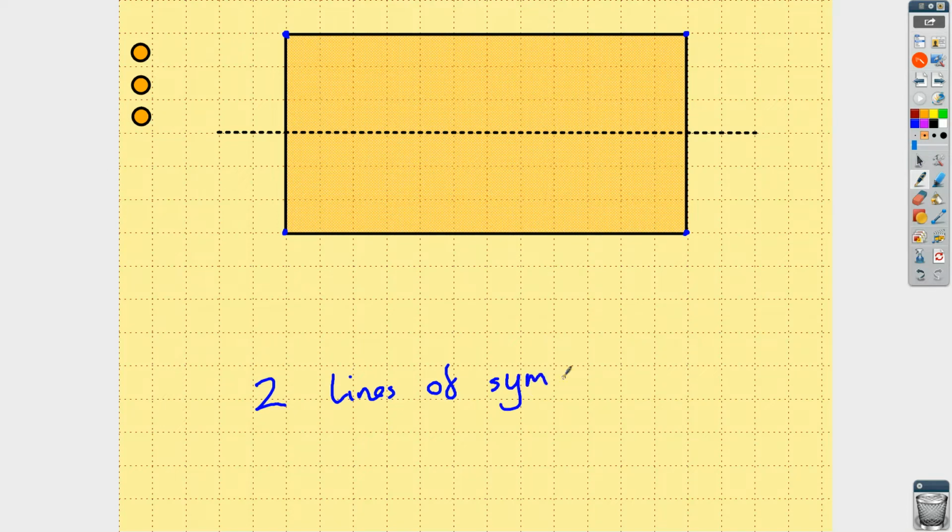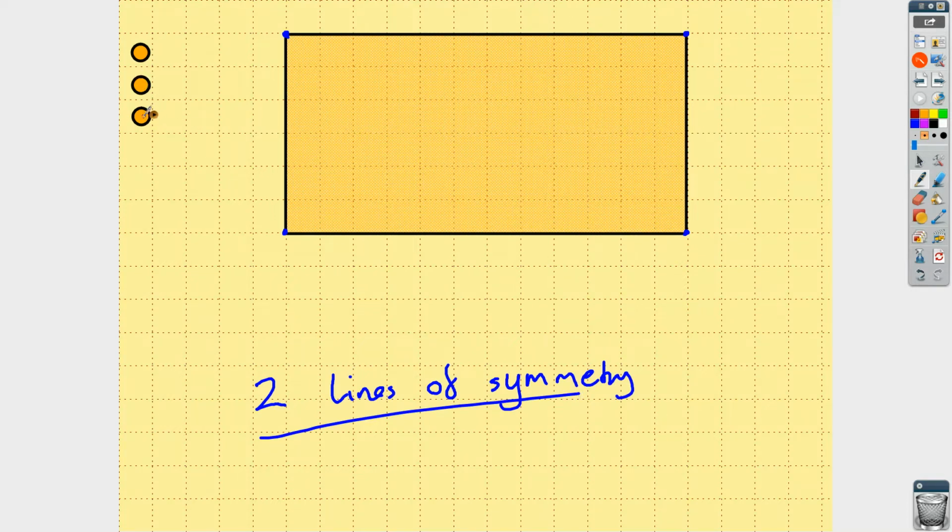Pen's going a wee bit on this rectangle. However, you might be tempted to say, well, this diagonal here cuts it in half, couldn't this be a line of symmetry?